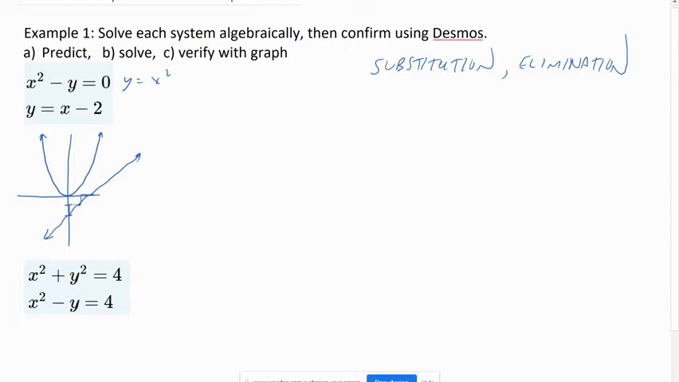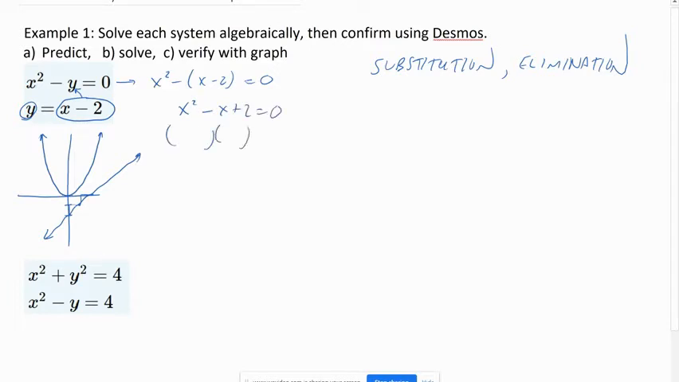I'll show you how you could use the substitution method or the elimination method for this problem. For the substitution method, we need one of the variables by itself, which we already have. We have y is equal to the expression x minus 2. So that means in the other equation, whenever I see a y, I can replace it with x minus 2. So then this equation becomes x squared minus (x minus 2) equals 0. And that is x squared minus x plus 2 equals 0.